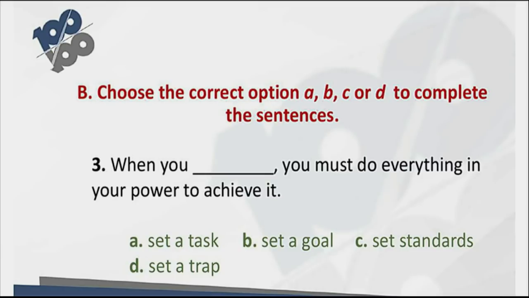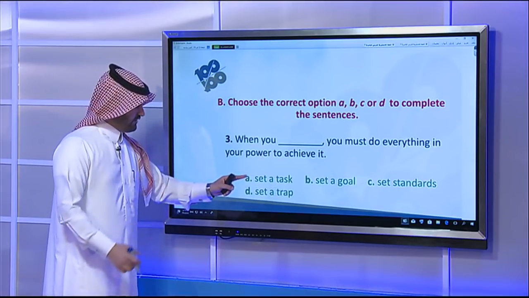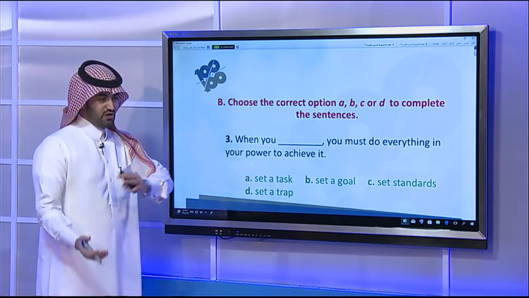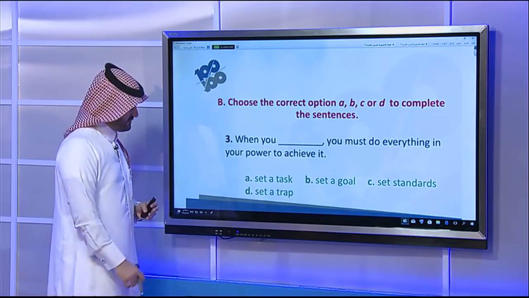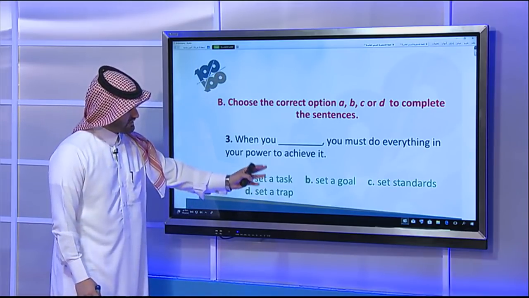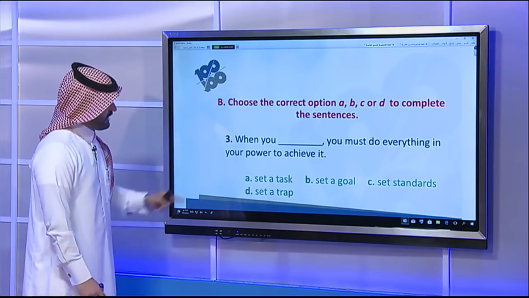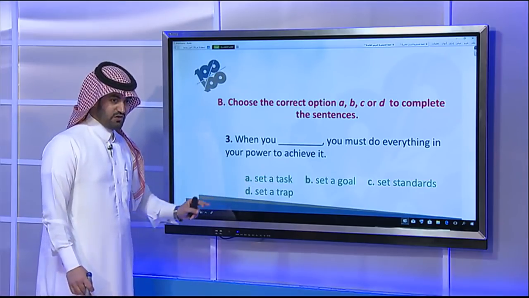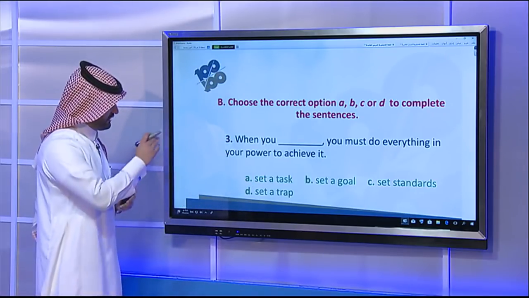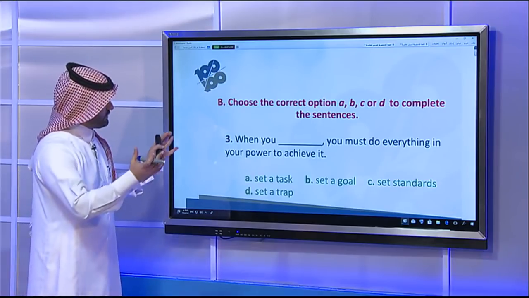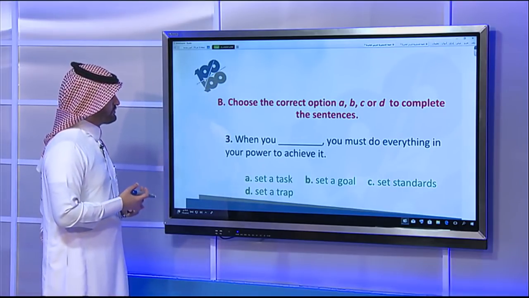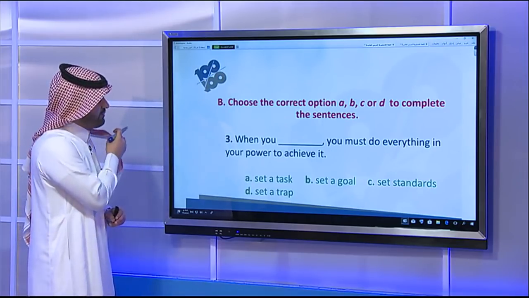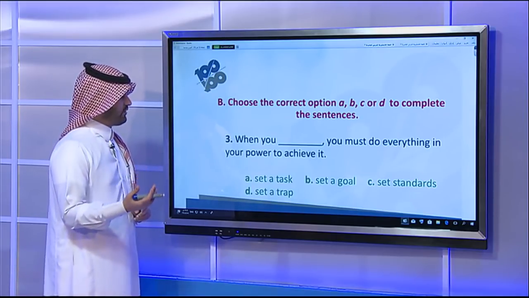Okay. Look here, collocation, the verb set with different nouns. What is collocation? Collocation, usually verbs with nouns, come together to give a different meaning. The verb set and the nouns task, goal, standards, trap. I have to understand the sentence and know the meanings of these words to help me find the answer, okay? When you set a task, or a goal, or standards, or a trap, you must do everything in your power to achieve it.